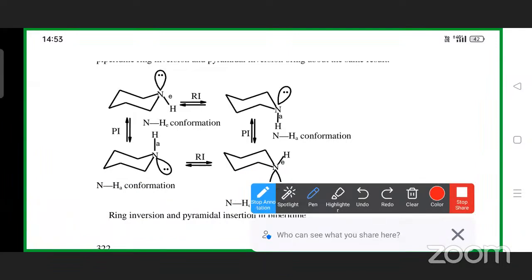Right. So upon the pyramidal inversion, this equatorial hydrogen is converting to axial hydrogen here, and upon further conversion, this axial hydrogen converts to equatorial. Again, further it goes to axial. So it is a sequential changing of the position, the orientation, of the hydrogen. And among these, generally, the equatorial hydrogen is the most stable.